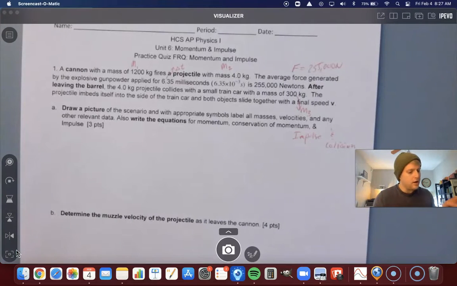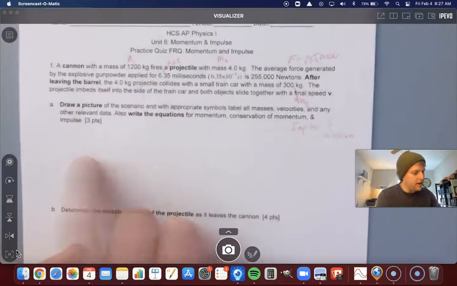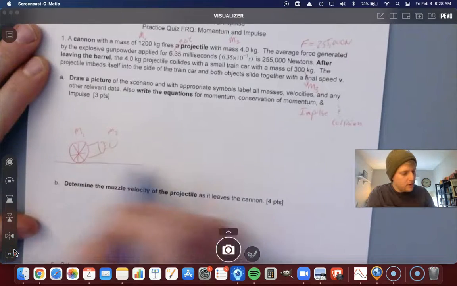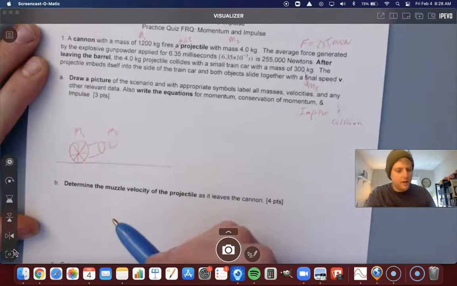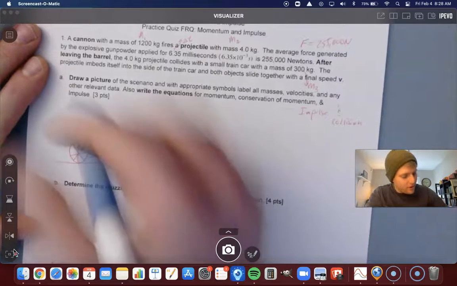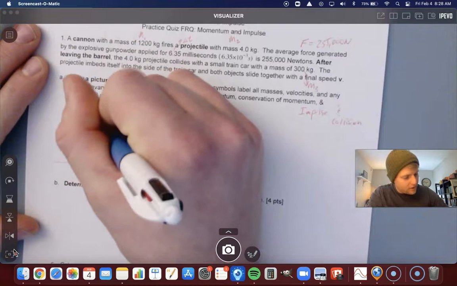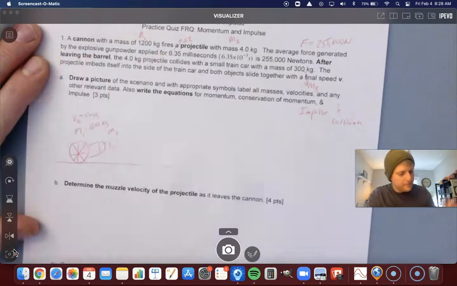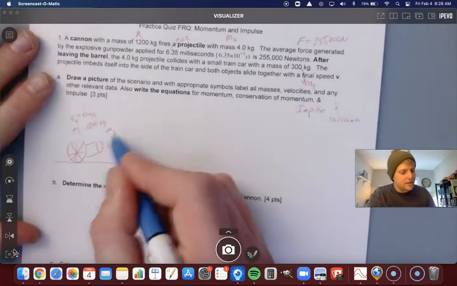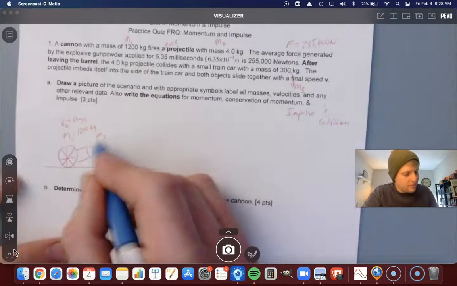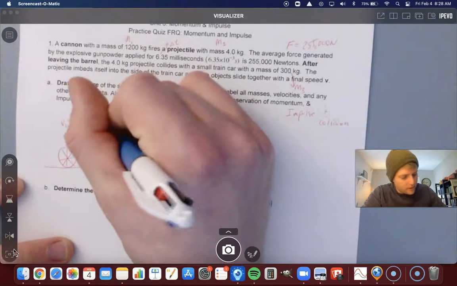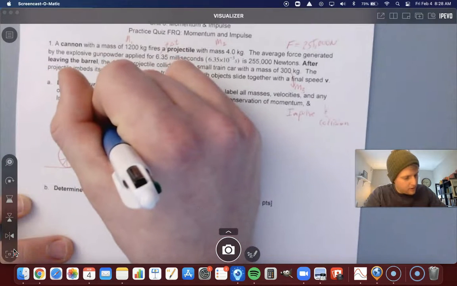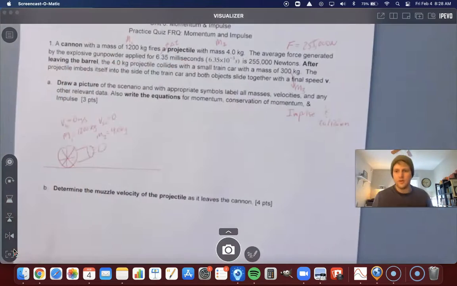You do the same. Draw a cannon launching a projectile, and then later it's going to smash into a third object, a little train car. So I'm going to draw that picture now. I've got my very poorly drawn cannon, the big wheel there. It's got M1 of 1,200 kilograms, and it's going to have an initial velocity of 0 meters per second. This is kind of after the thing is launched, so I've got my second mass, M2, that's the cannonball or the projectile, that's 4 kilograms, and before the actual launch, V2 naught is going to be 0. It has no initial velocity.